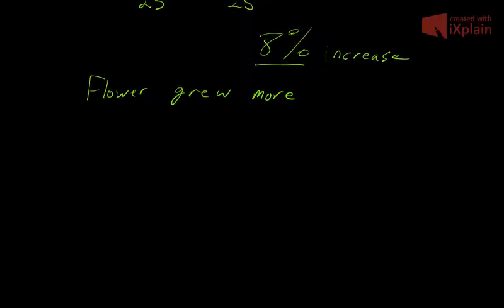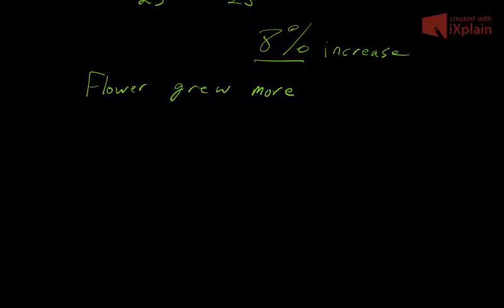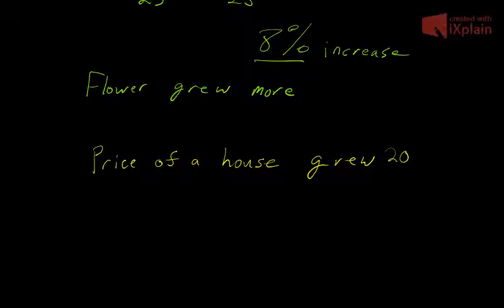So if I have, just for example here, the median price of a house, so the price of a house grew 20% to $288,000. I'm stealing this problem. I did not make this number, but I am going to show you guys how to solve this.